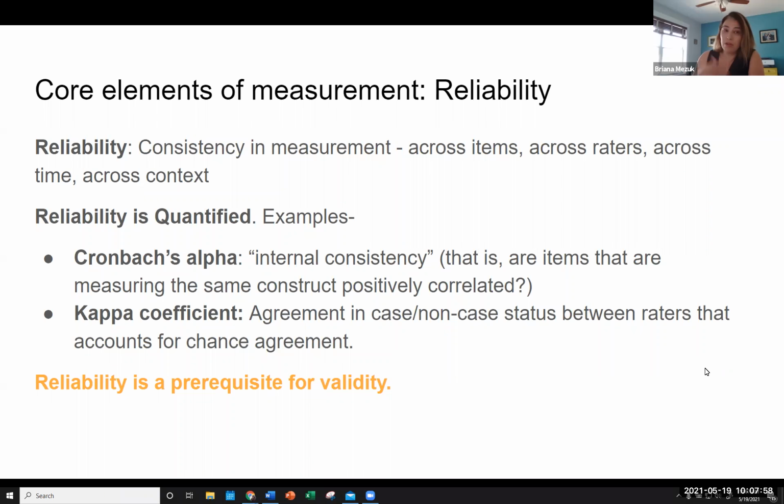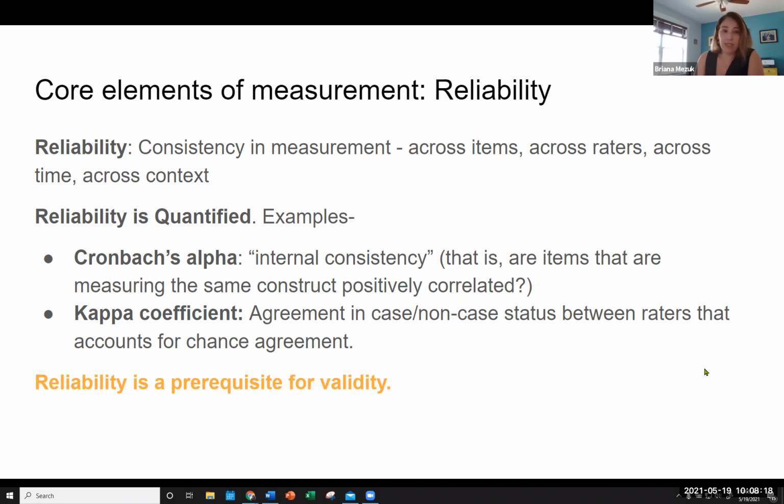Across raters. So if you and I are asked to assess the same person on a construct, do we get similar answers? Across time. This is particularly important for traits that we don't expect to be changing over time. If it's a state, then of course we would expect it to change over time.